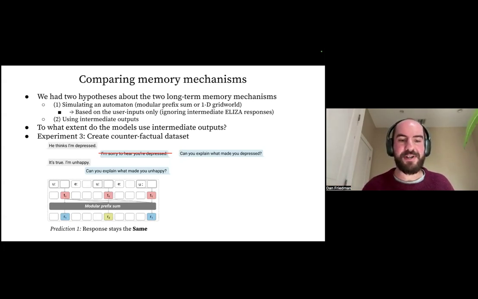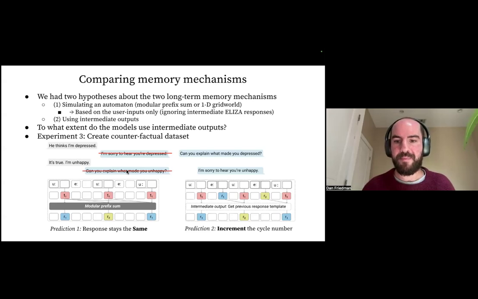This gives rise to the prediction where if the model's just counting the number of times a template has been matched, its response should stay the same. So it should ignore its previous responses and still output the response that it would output just based on a count of the number of times a template has been matched. But if the model is just using its previous outputs to figure out the cycle number, then we predict that the model will increment its response according to the amount we've incremented the cycling number.